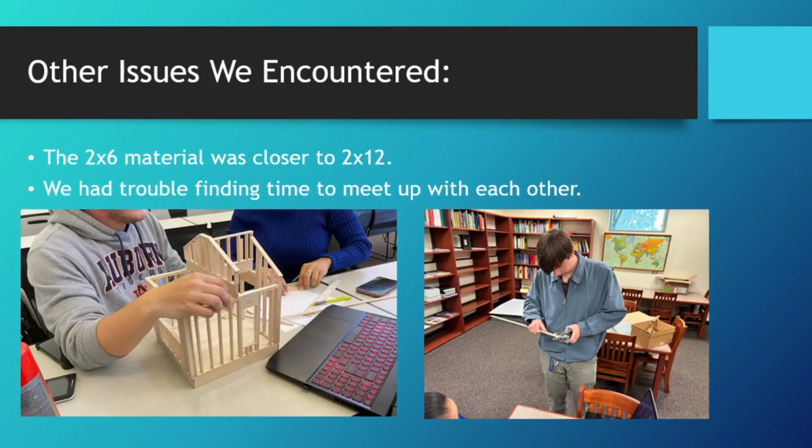The other issues we encountered as a team: it was very difficult to find time to meet up with each other. It seems like this semester everyone had a pretty heavy workload, so we really only met up once, unfortunately, but we got it done. The other issue, as I mentioned before, was that the 2x6 material was really closer to 2x12, so we had to change a bit in the drawings in order to compensate.